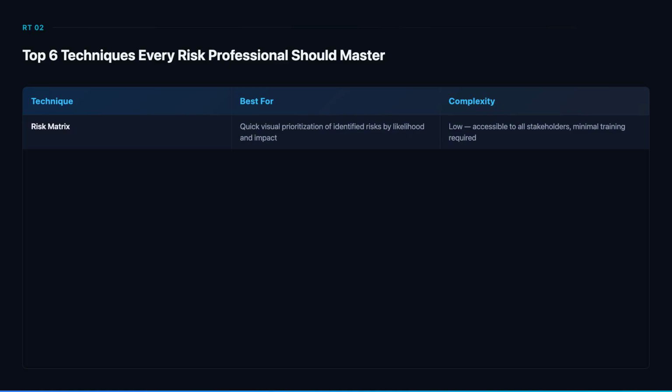The limitation is that it oversimplifies complex risks and can create misleading prioritization when likelihood and impact scales are poorly defined. Despite this, every risk professional needs to master the risk matrix.